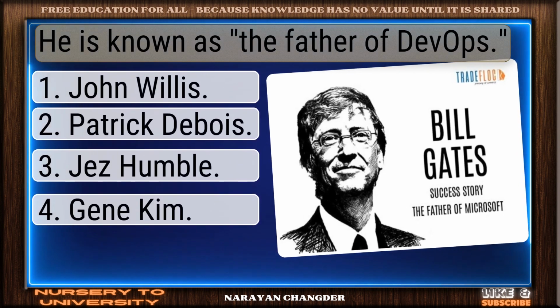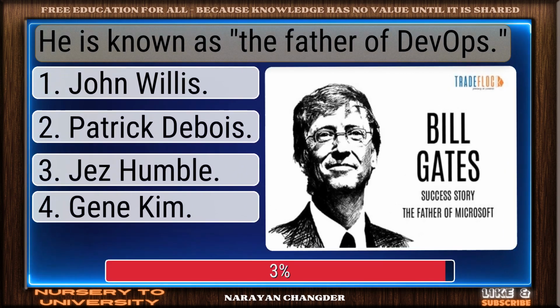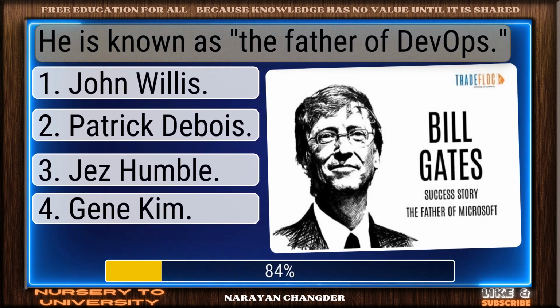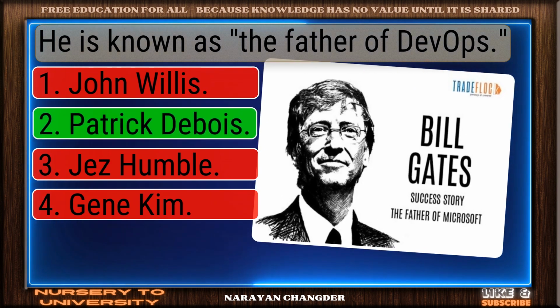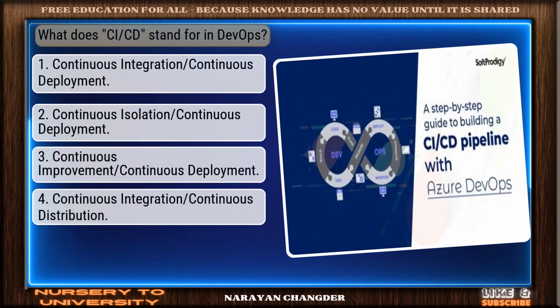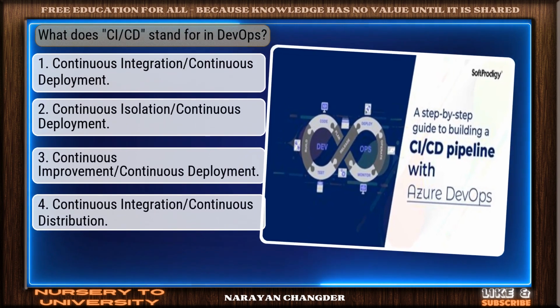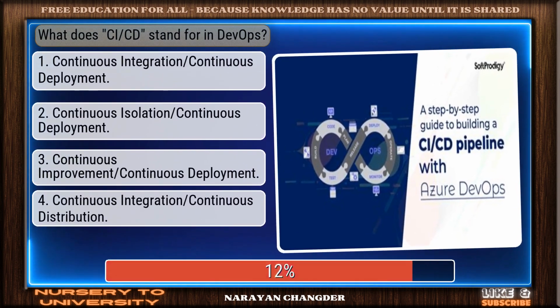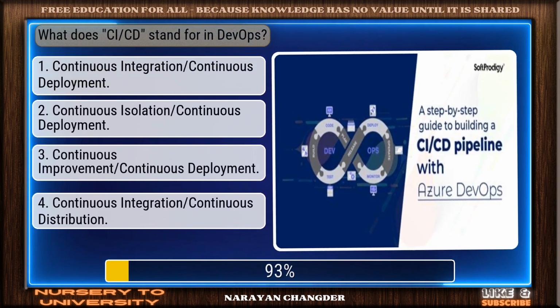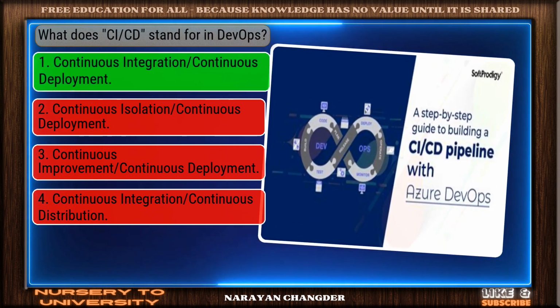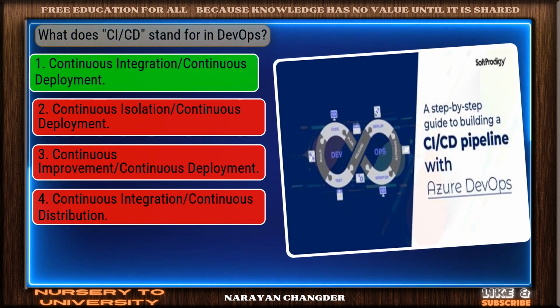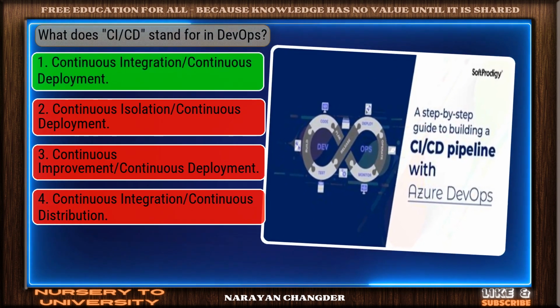Question number 11. He is known as the father of DevOps. Well done. Patrick Debois is the right choice. Question number 12. What does CICD stand for in DevOps? Sharp thinking. Continuous integration, continuous deployment is the right choice.